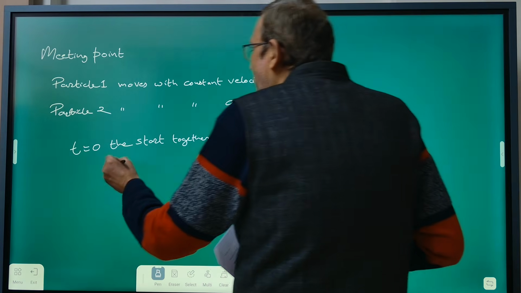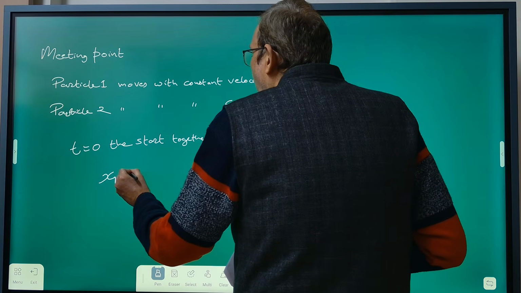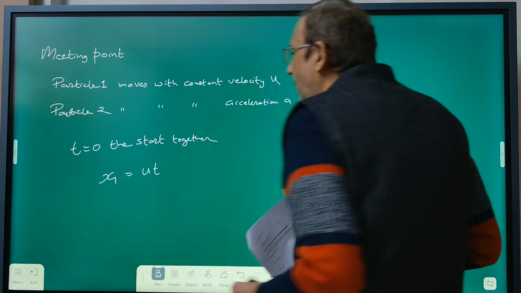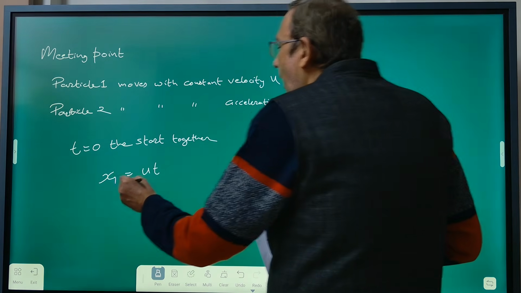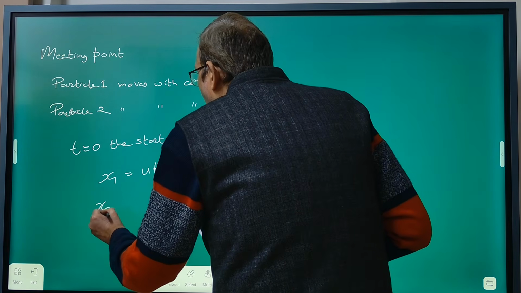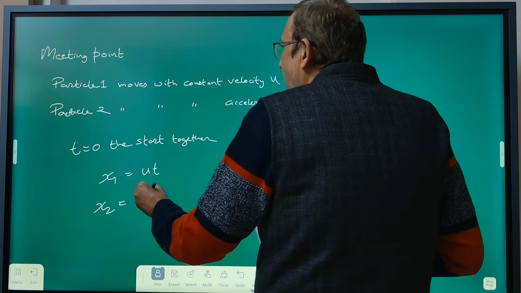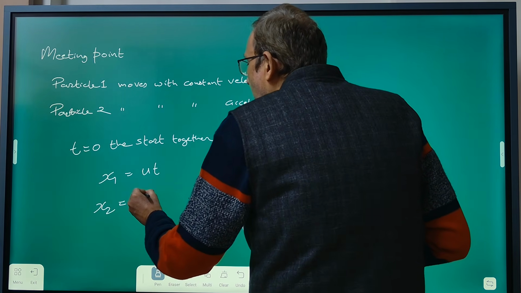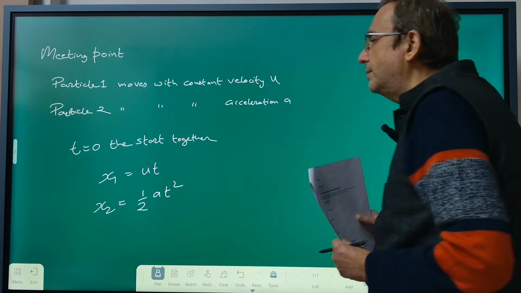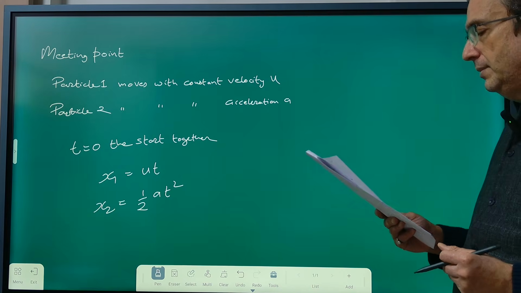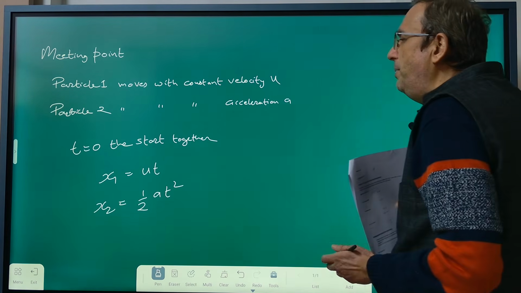So for particle 1, x1, the displacement or the distance covered is u times t, in one dimension, uniform motion with uniform velocity. And x2, for the accelerated motion, since it starts with zero velocity, would be half a t squared. Okay, and so you have to equate the two to get the future time when they meet again.